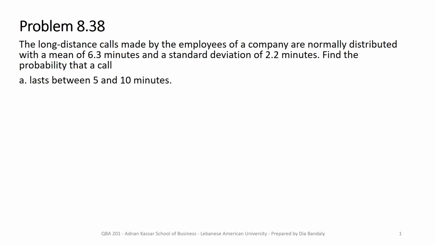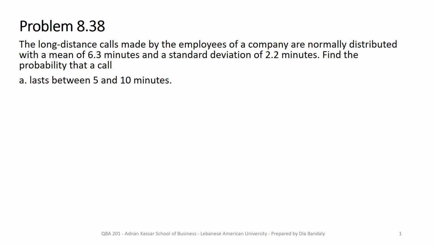Problem 8.38 entails a variable that has a normal distribution. So this is our favorite continuous probability distribution. As we explained before, it's the most widely used in industry, so in practice and in research.